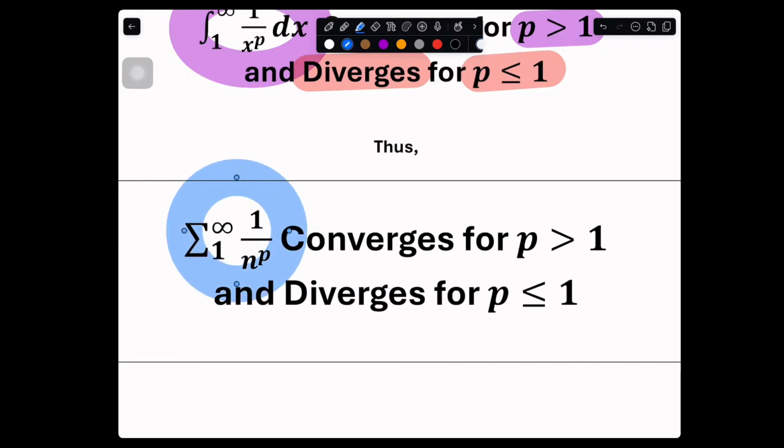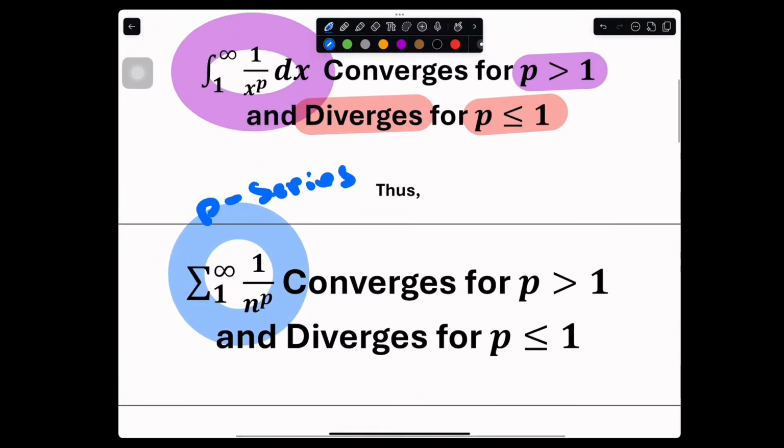any series that looks like this, which is known as a p series, that will converge as well for values of p that are greater than 1, but it will diverge for values of p that are less than or equal to 1. And this is by the integral test. Okay? So this is really what we're going to use here.